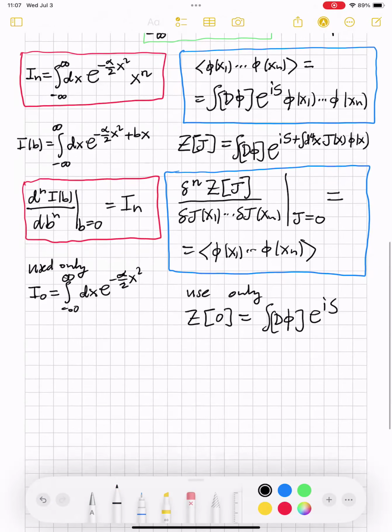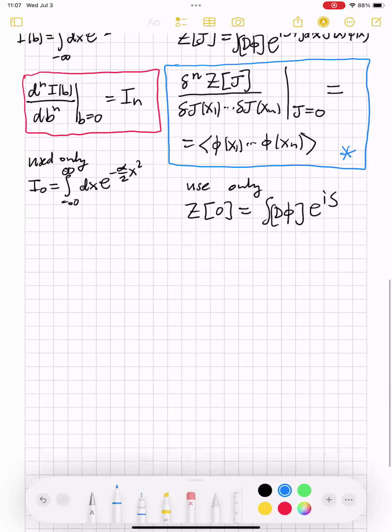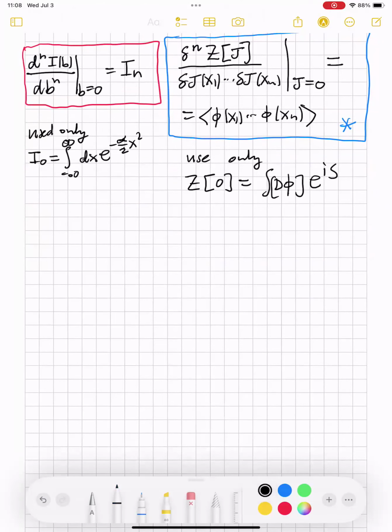Good. Okay, so let's try to prove this formula that I've just put the star in that box. That's maybe the most important formula on this page, and it'll show you that we've perfectly reproduced the logic that we were just using for ordinary one-dimensional integrals. Now, I want to remind you of something. Here's a subtle point. So let's make a comment on functional derivatives.